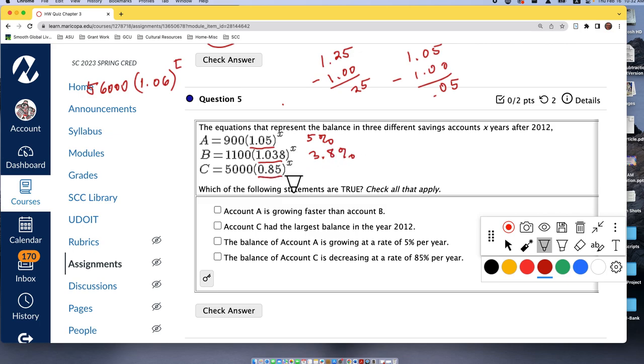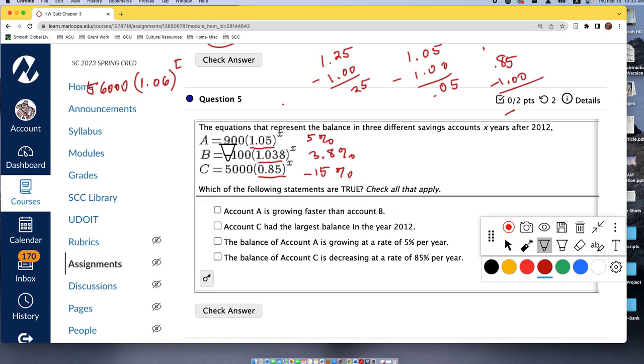And what's happening down here? 0.85 minus 1.00, what are we going to get? You're going to get a decrease. That's not a very good account to be in. They're losing 15%. So this is a 15% loss. It's the same thing, you subtract the one from it, 15% loss. So we kind of know that.